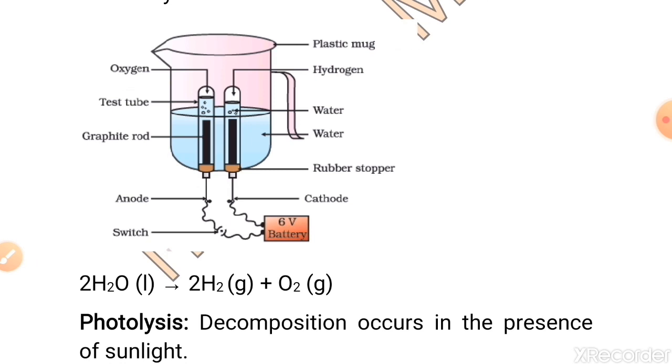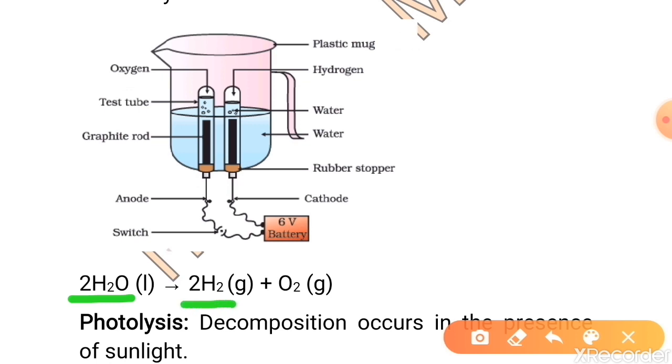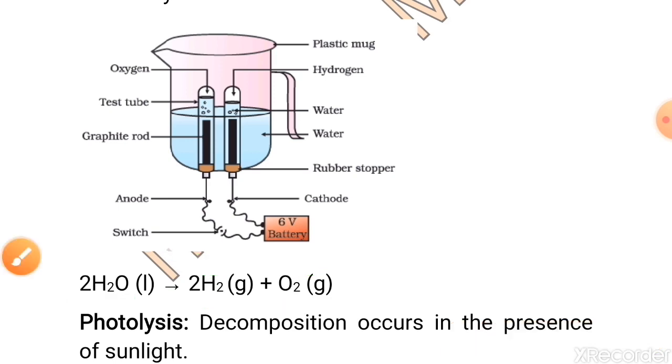The reason for this is, look students, when water decomposes, it forms 2 moles of hydrogen gas and 1 of oxygen. In easier language, you can say that when 2 molecules of water decompose, then it forms 2 molecules of hydrogen gas and only 1 molecule of oxygen gas. This is the reason that the amount of hydrogen gas is double the amount of oxygen gas.